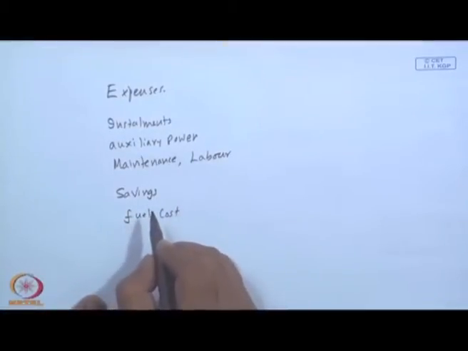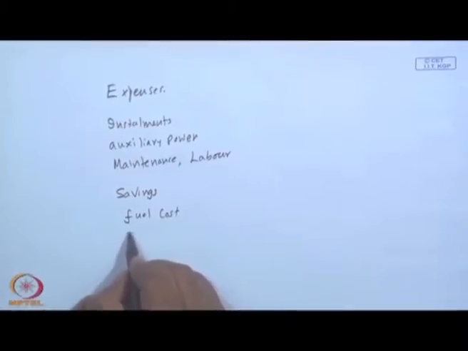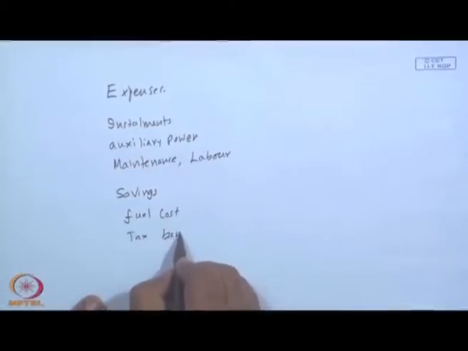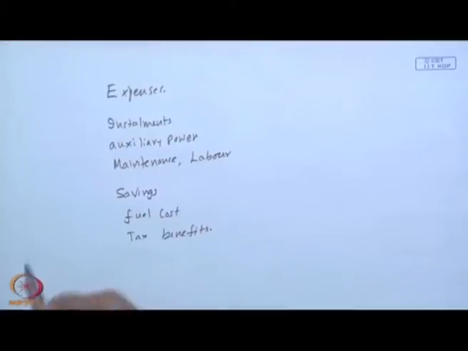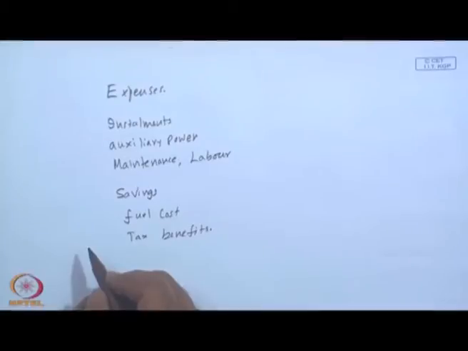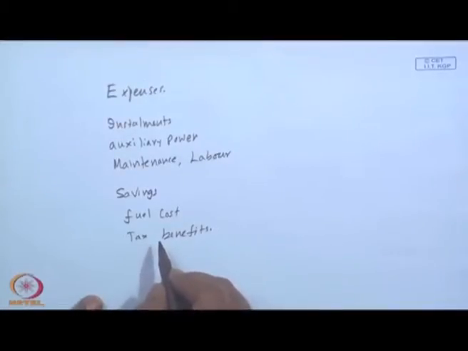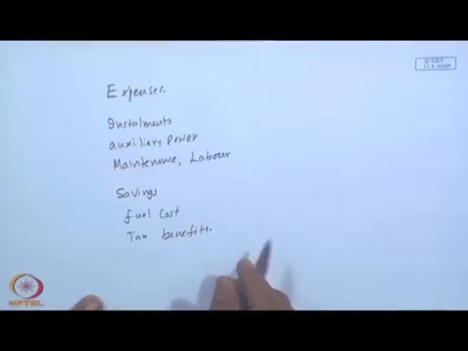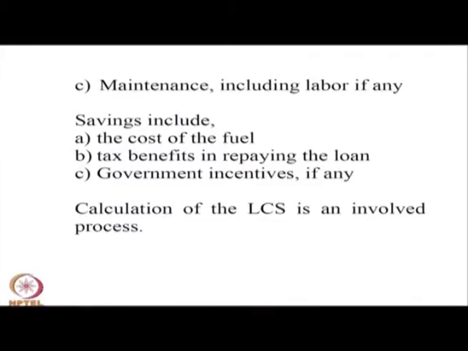And mainly the savings come from fuel cost, what fuel is saved, and there could be tax benefits, because this is a green investment. There are tax benefits given by the government in various countries, and then government incentives, if any. In other words, there may be a subsidy, and there may be additional benefits by the government if you install a solar energy system and do not use the conventional fuel.